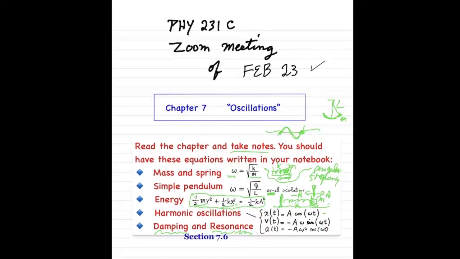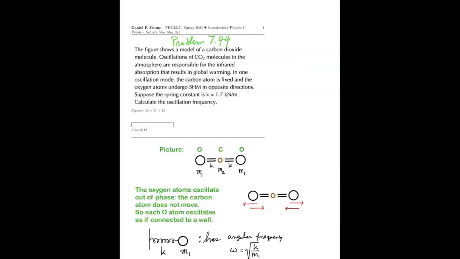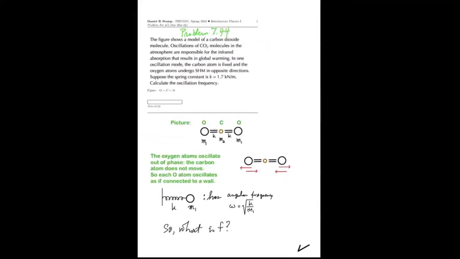All right, so those are some of the things you'll need for the problems. Now let's take a look at some problems. Here's problem 744. The figure shows a model of a carbon dioxide molecule.